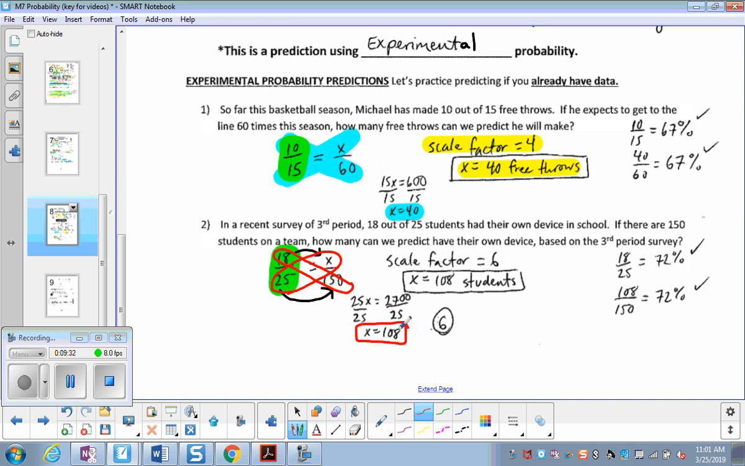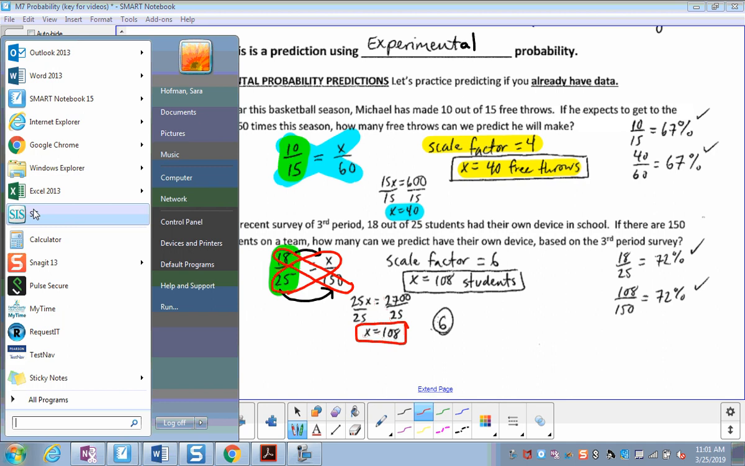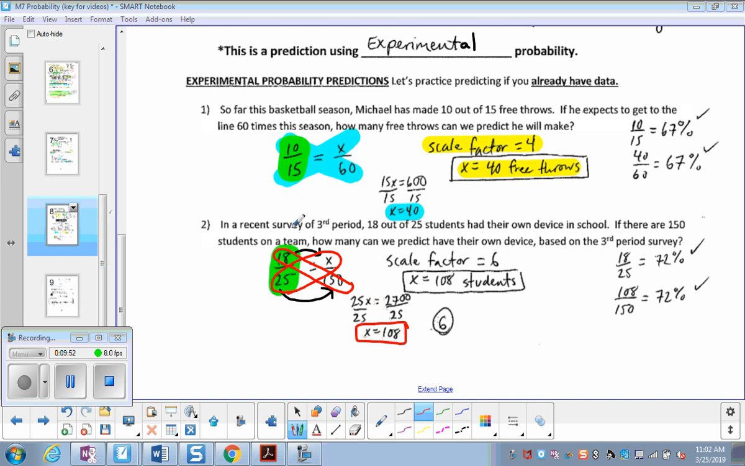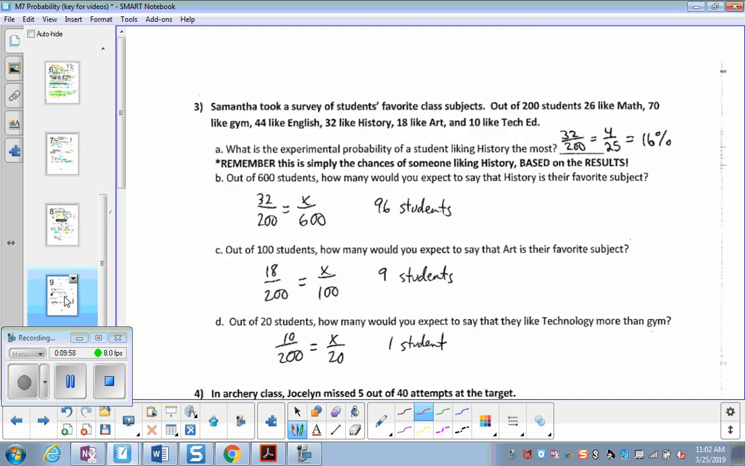Okay? Once again, we want to see if our percent is consistent. Currently, if there's 18 out of 25 who have their own device, we have 72% of the students who are bringing in their own device. So now let's check for the 108 out of 150. It's still 72%. So in this case, we're using the experimental results to make our predictions. All right, now let's go to the next page.